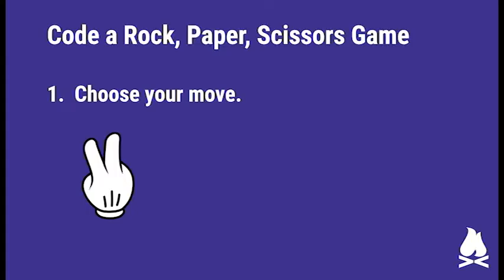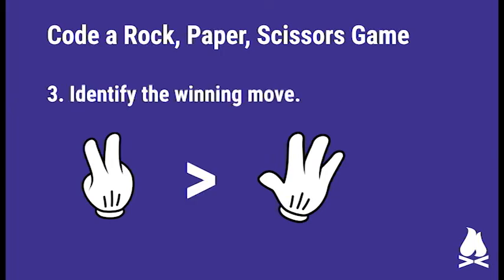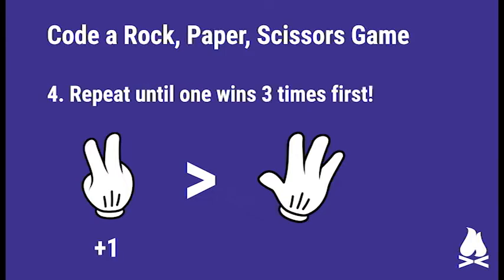Now that you have your end goal in mind, you can break the problem down into little parts. Step 1, choose your move. Step 2, simulate the computer's move. Step 3, identify the winning move. Step 4, repeat until someone wins 3 times first. Now you have your little parts to work on, so it will become easier to start coding.